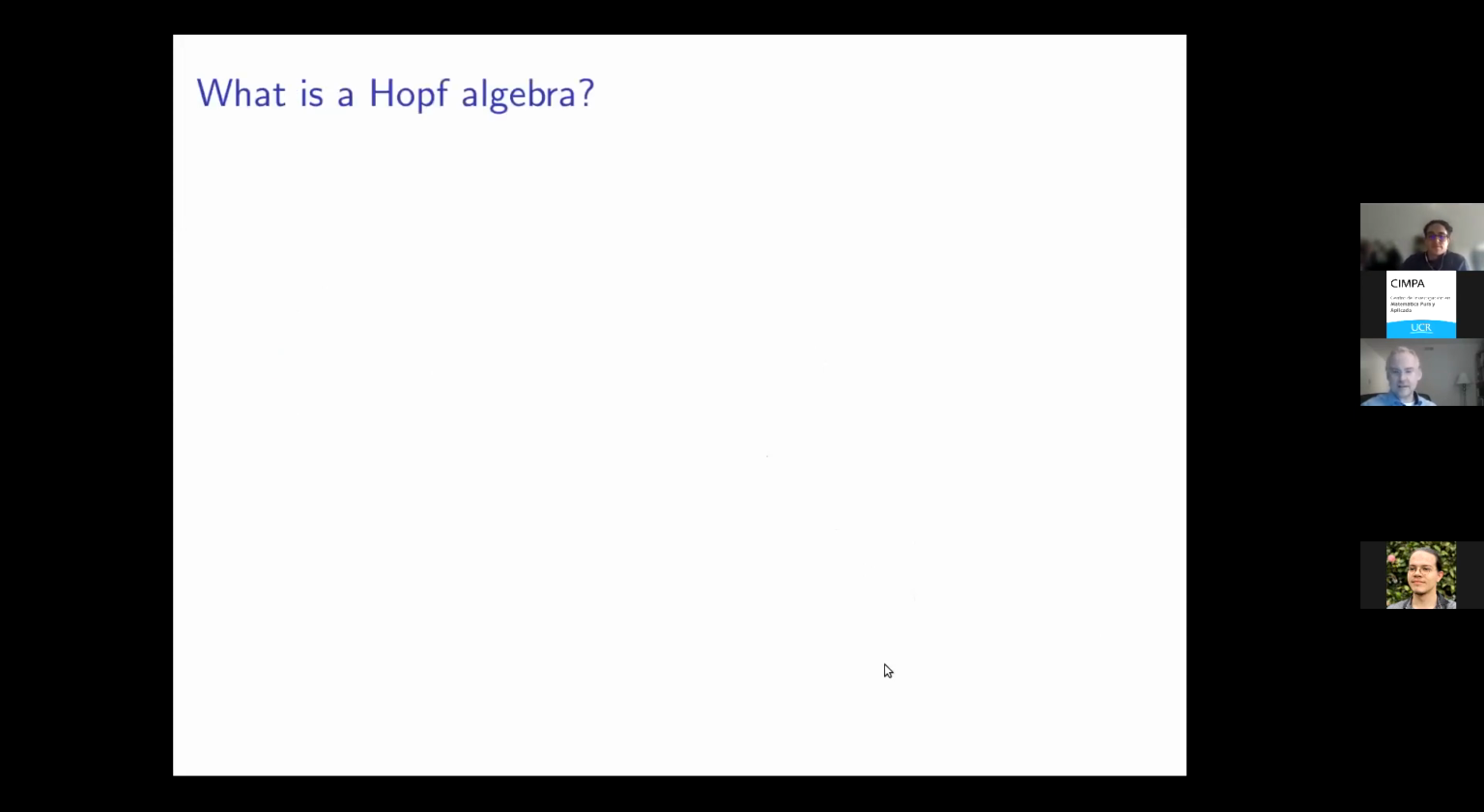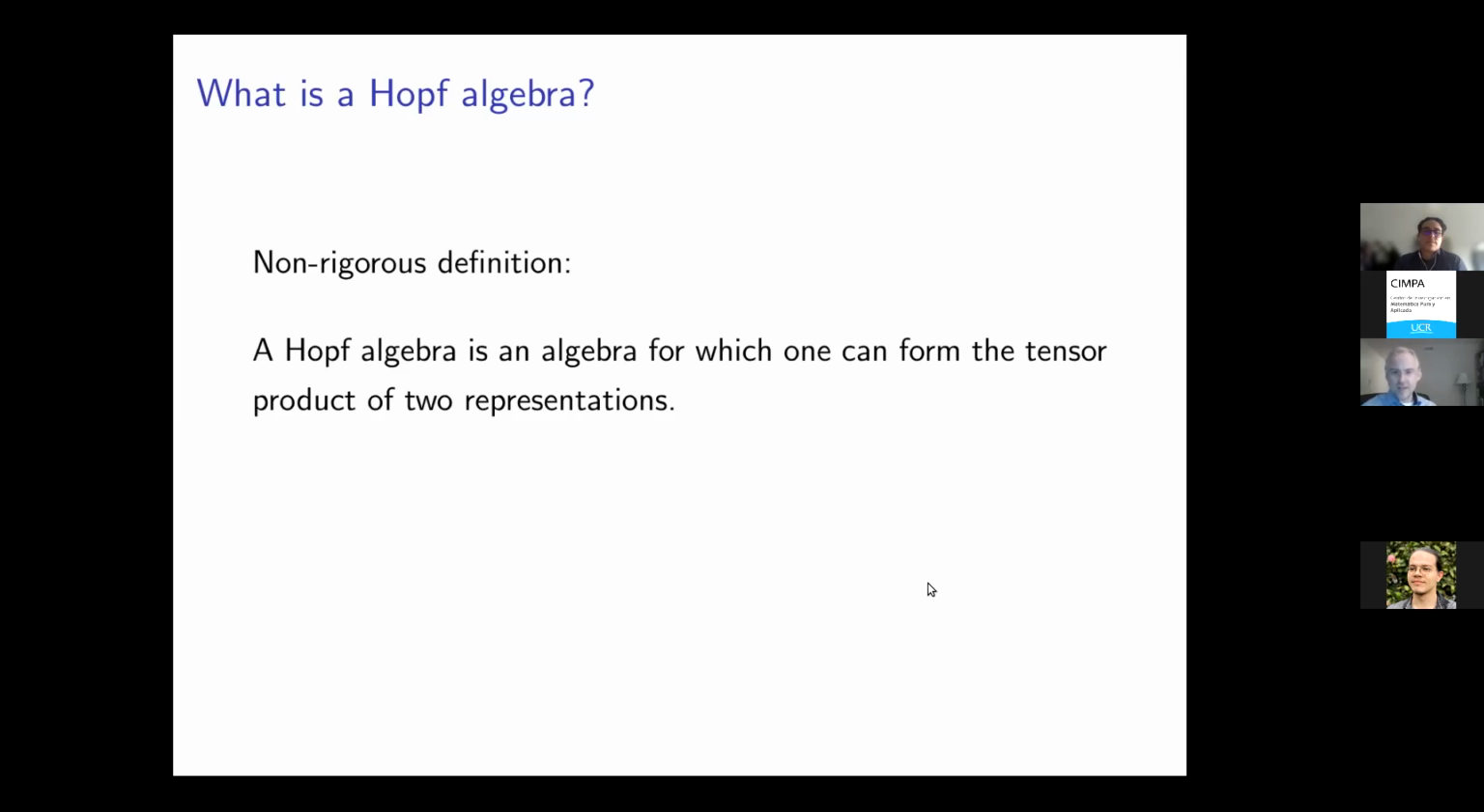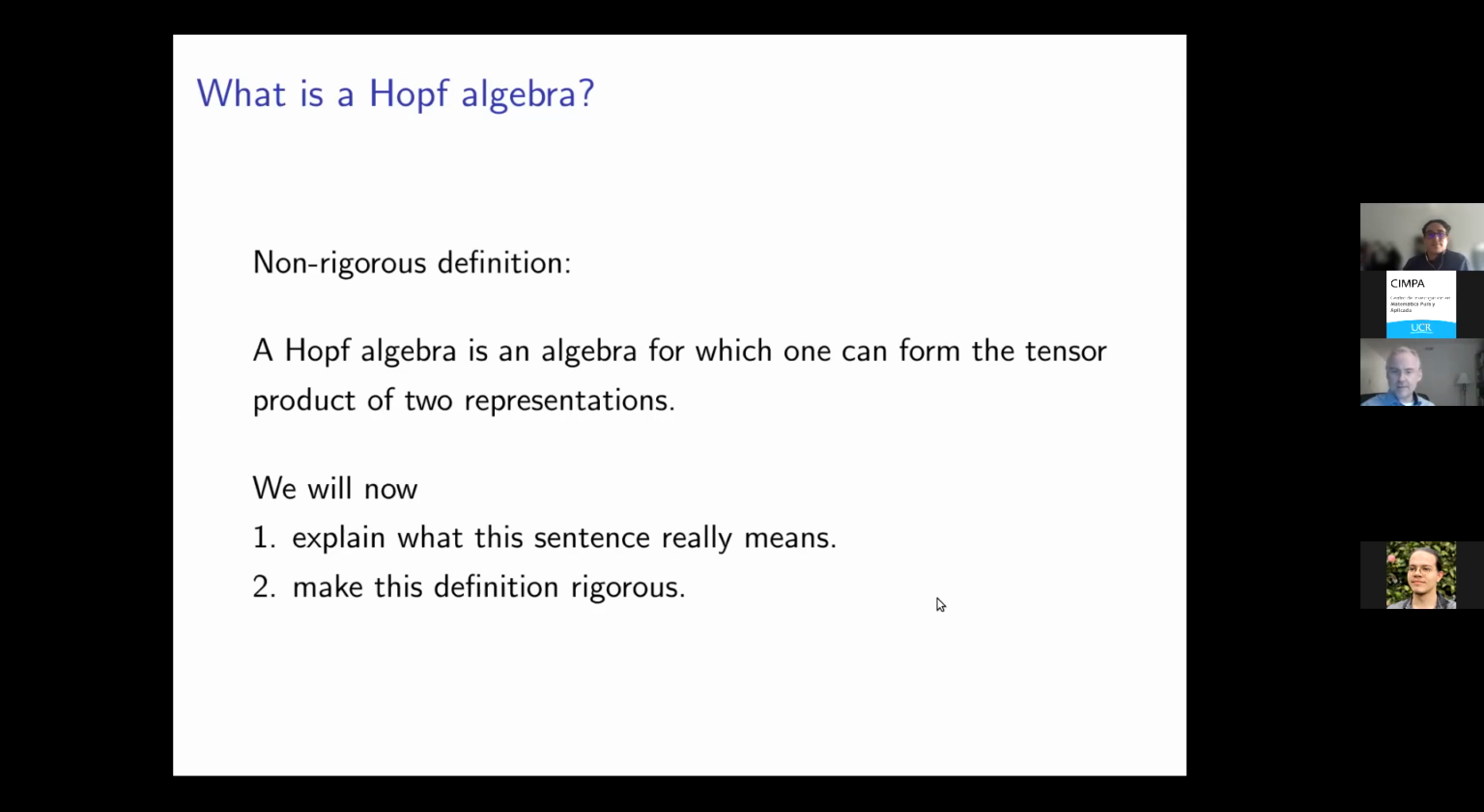So let's start with what is a Hopf algebra. There is a non-rigorous but very brief, one-sentence definition. A Hopf algebra is an algebra for which you can form the tensor product of 2 representations. And what we will do now is explain what this sentence really means, and then secondly, we will make this definition rigorous. The first thing that I want to do is explain why it is in general not possible to form the tensor product of 2 representations of an algebra.